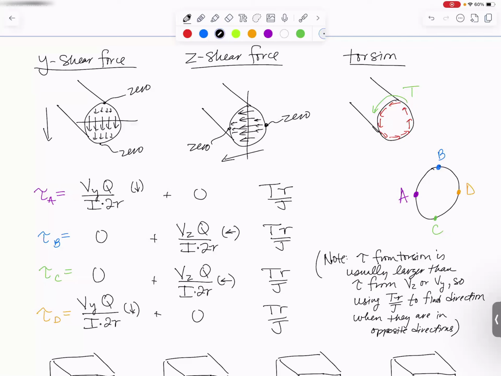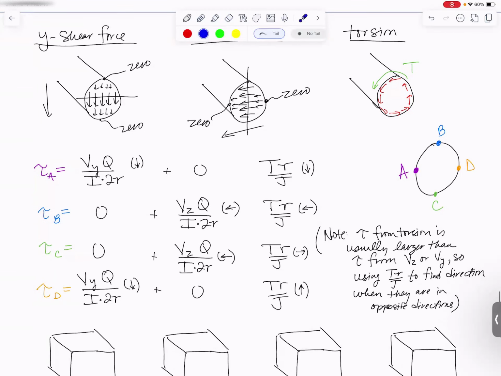Now let's see which direction they are to decide if it should add or subtract to what I already have on there. At point A, looks like it's going down. So this is down. Point B is at the top. It looks like it's going to the left at the top. Point C is at the bottom, and it's going to the right at the bottom, right? Yeah, going to the right at the bottom. So this would be going to the right. And then finally at point D, we're on the right, and it looks like it's going up. So we're going up.